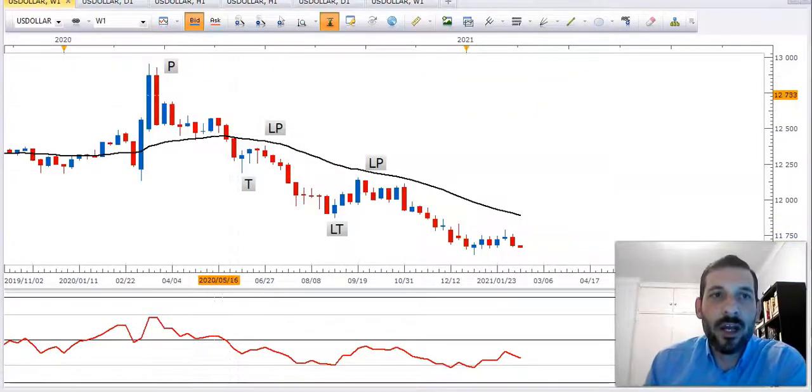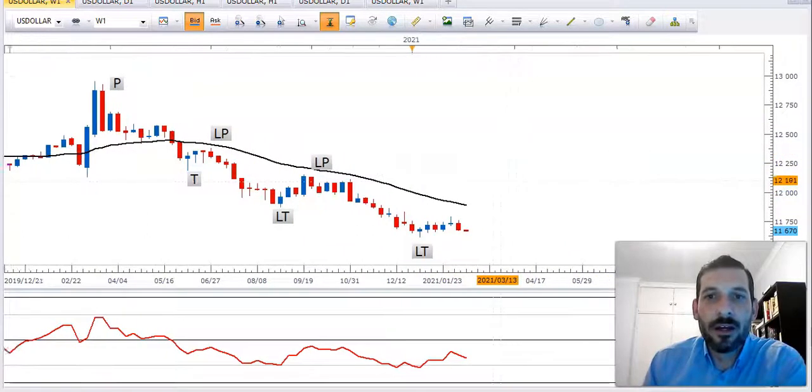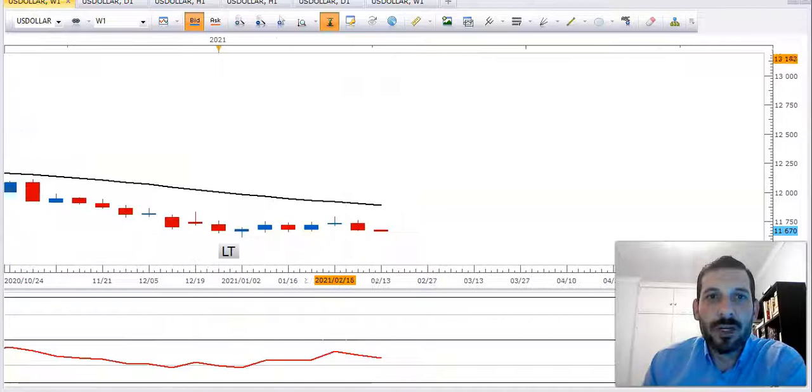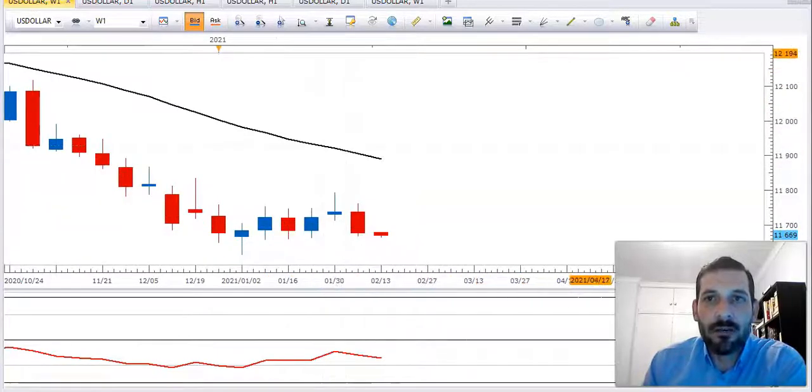Let's bring up our chart. And this is our weekly chart of the dollar. You can see that we have a lower peak followed by a lower trough, and a lower peak followed by a lower trough.